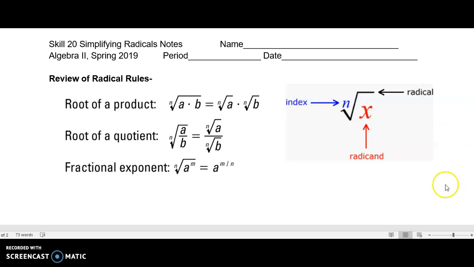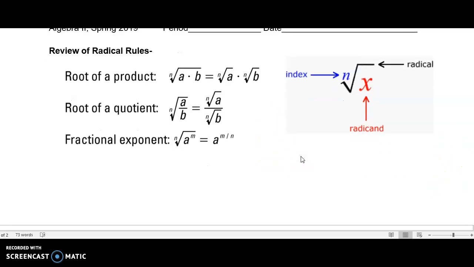And today we're going over Skill 20, Simplifying Radicals. So some things you need to know about radicals is that if we have two things under the radical with an index of n, we can split them up, keeping the same index. If they are divided under a radical, we can split those up with the same index. And we can also rewrite them as a fractional exponent where we take the power over the root, so m over n.